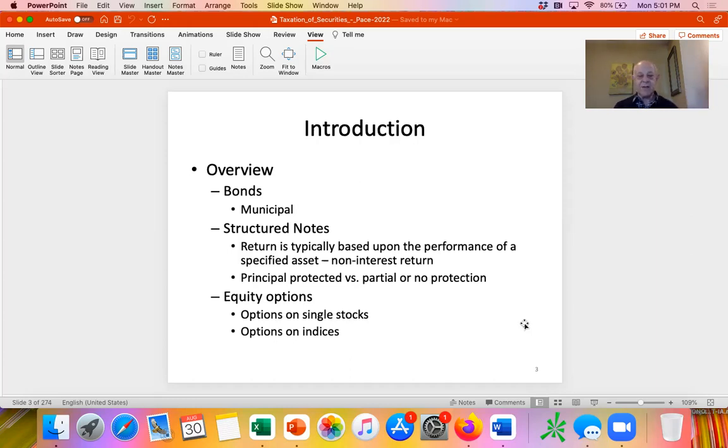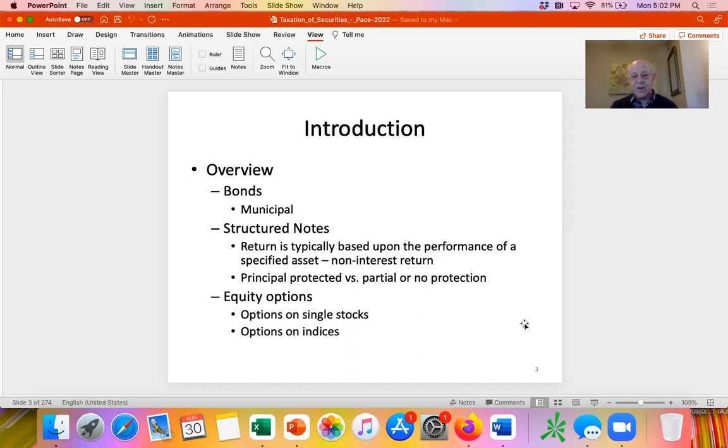And you can decide whether you want a principal protected note, whether you want a partial protected note, how much of it has to be partially protected, and you weigh the pros and cons of both. And when a note has partial or no protection, you actually get different tax results than when it's principally protected. And again, those are things that we will talk about in a lot more detail during the class.